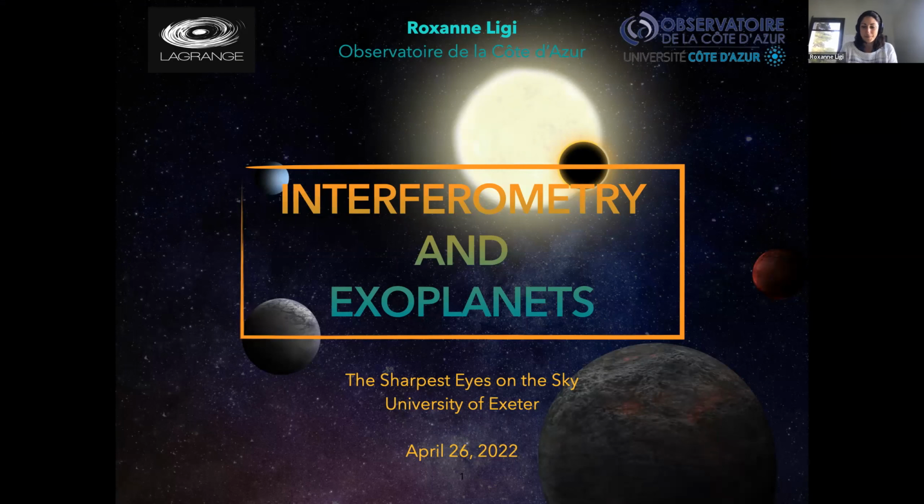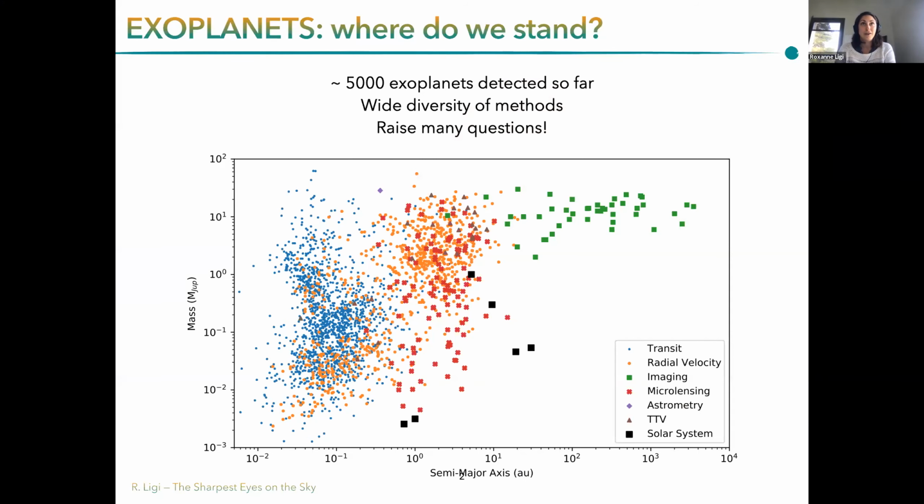Yes, so, just to present myself, I'm a postdoc at the Observatory of the Côte d'Azur in Nice, working on interferometry and exoplanets. So, exoplanets, where do we stand today? We have detected over 5,000 exoplanets using various methods.